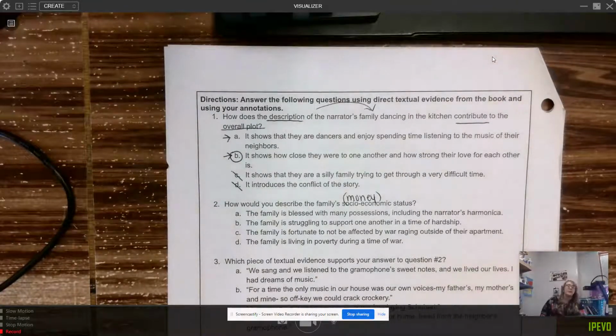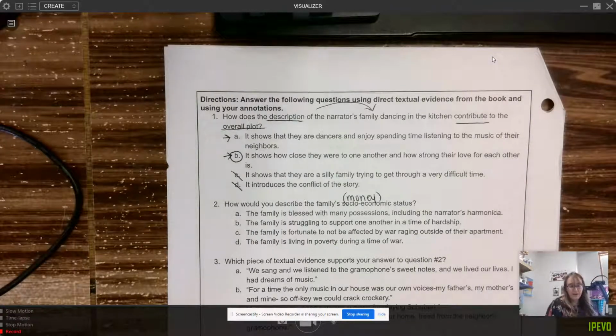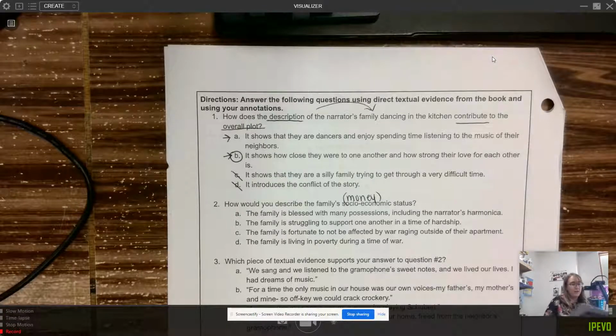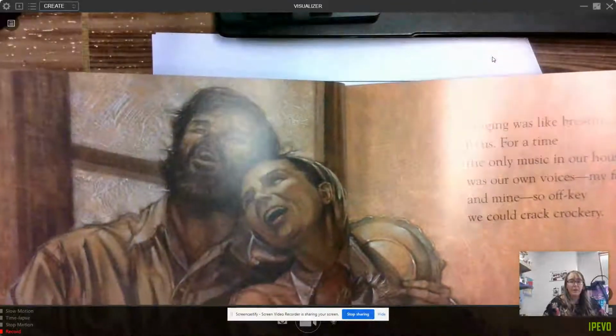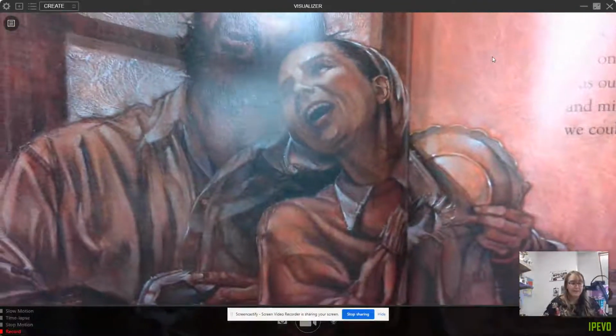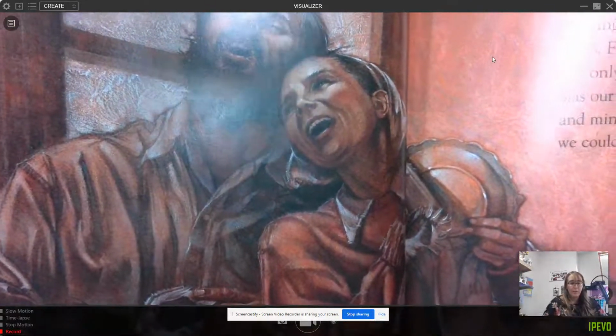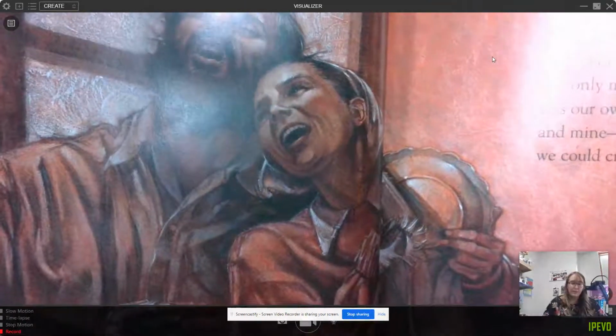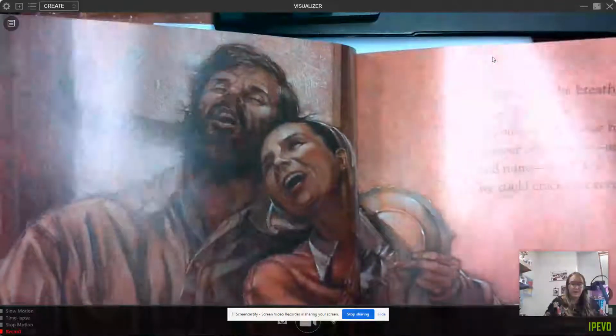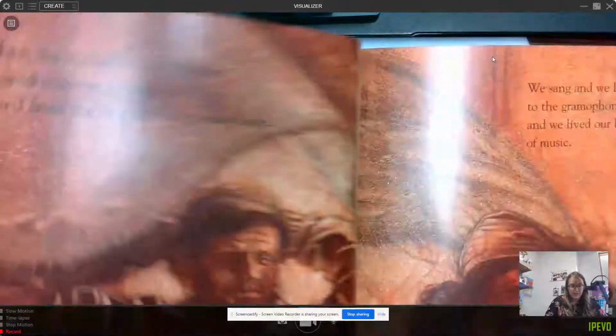Okay, so how does it relate to money? A, the family is blessed with many possessions, including the narrator's harmonica. B, the family is struggling to support one another in a time of hardship. C, the family is fortunate to not be affected by war raging outside of their apartment, or D, the family is living in poverty. So if you're looking at the pictures of the book, they don't have the best clothes, right? They're washing dishes by hand, which I mean was pretty typical by then. Okay, they don't have many possessions.